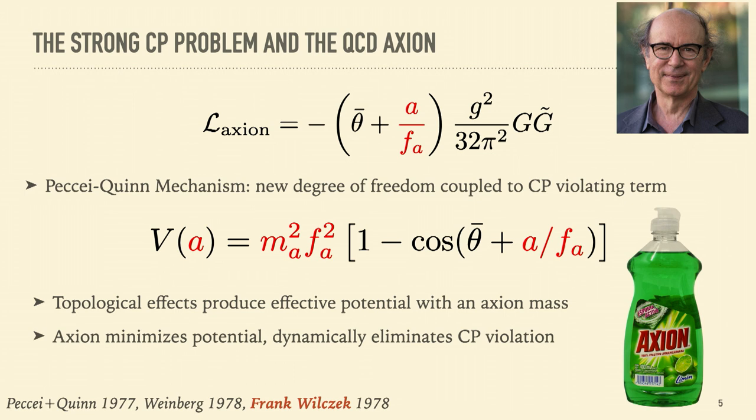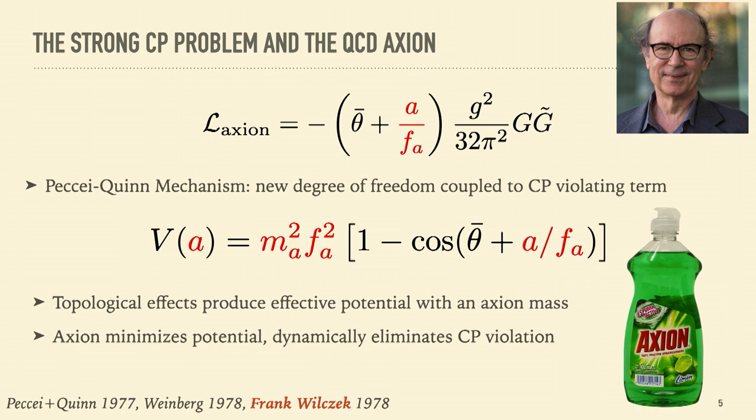So what we do is we introduce the axion into our theory of extended QCD, and we're going to introduce it so that it modifies this GG tilde term, much in the same way that the theta bar parameter does. The difference between theta bar and the axion field A is that theta bar is just some fixed parameter. A is a dynamical field.